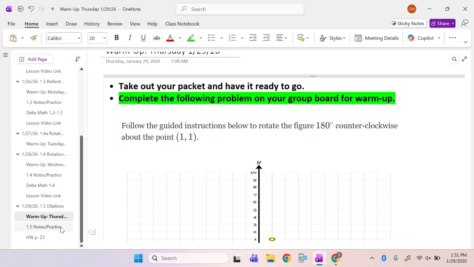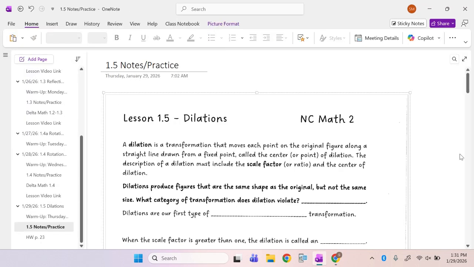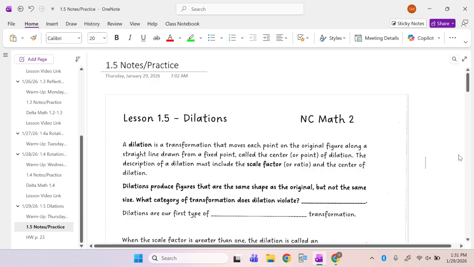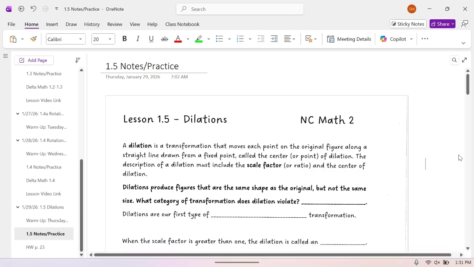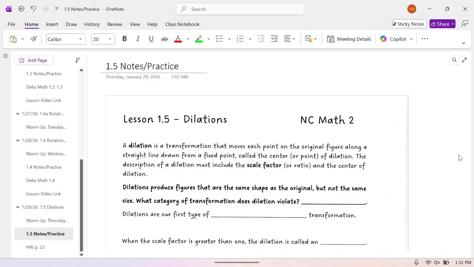So page 21. If I don't assign them for homework, you can if you want extra practice, but it's not required. All right. Shh, shh, shh.